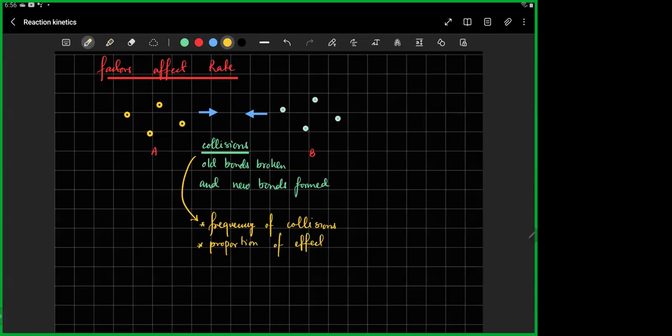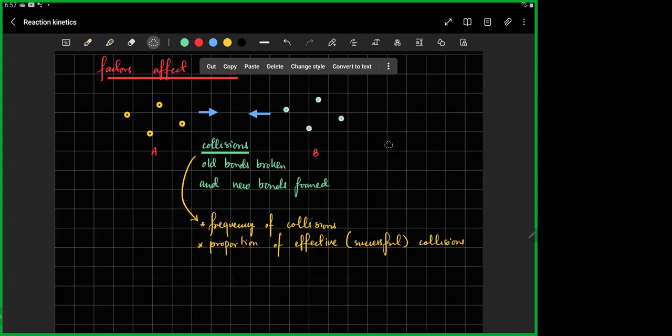Or we can write successful collisions. What that means is that they are colliding, but are they colliding effectively? Are they colliding with enough force that leads to the breakage of old bonds and the formation of new bonds? But if they're colliding with each other very, very slowly, these particles of A are moving very slowly, and they collide and bump, nothing happens. But if they collide with a lot of force, then the collisions are going to be very effective, and there's higher chances of reactions happening.